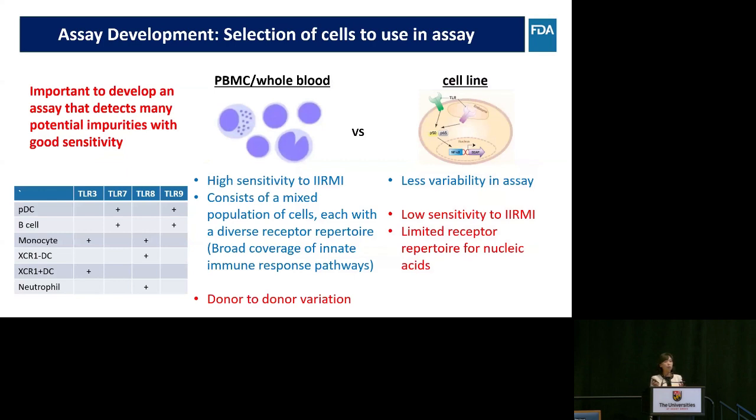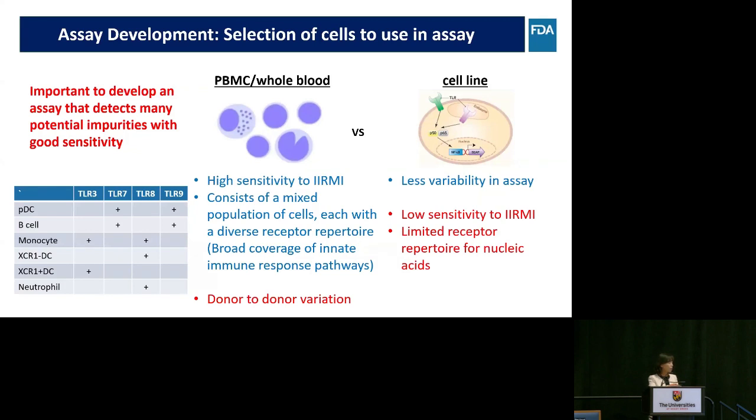So we wanted to detect tiny differences in impurities between RLD and generic products. So the assay should be very sensitive. And it's really important to decide which cells you are going to use in your assay. You can use either PBMC or cell lines. Both platforms can be used, but there are pros and cons.